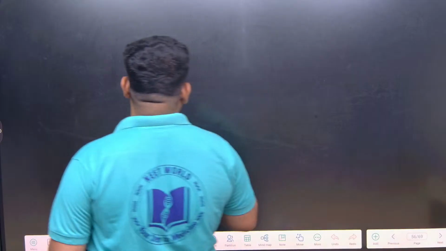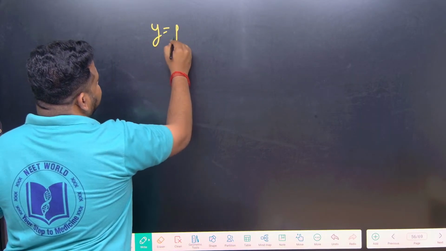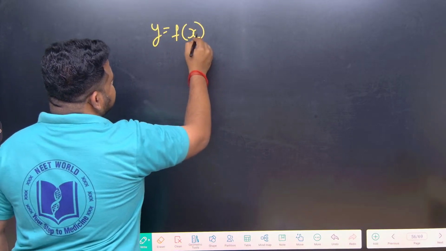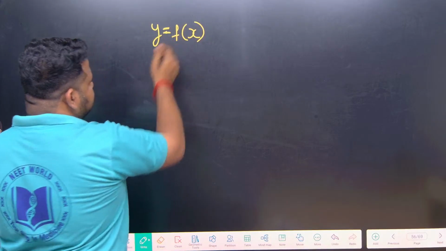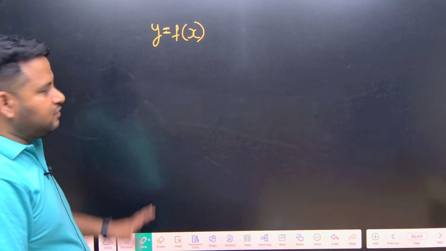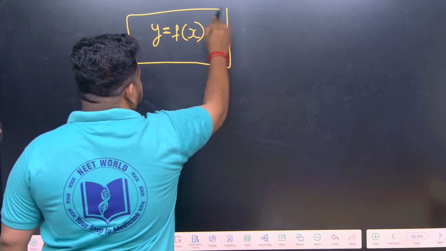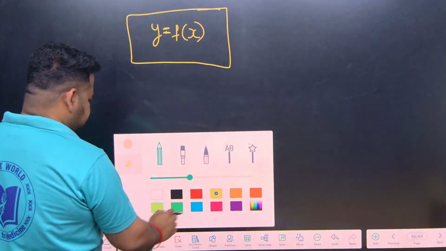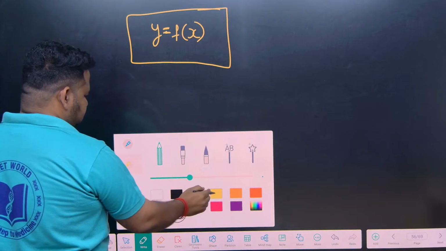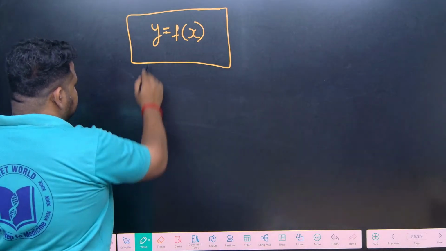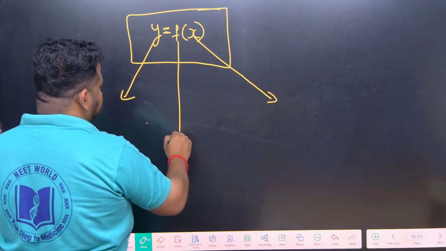Now if I write y is equal to f of x, you will see this in many questions. What does it signify? Each part of it has a meaning. What is this y, what is the meaning of this x, and what is this f?